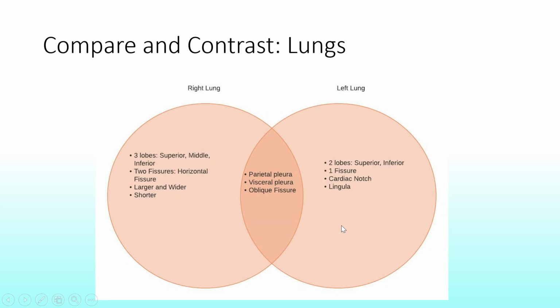The left lung has 2 lobes, the superior and inferior lobe, and 1 fissure, which is the oblique fissure. It has a cardiac notch and the lingula as well. The lingula is found on the superior lobe of the lung, and it's kind of like a tongue-like shape. During inspiration, the lingula moves in and out of the costomediastinal recess.